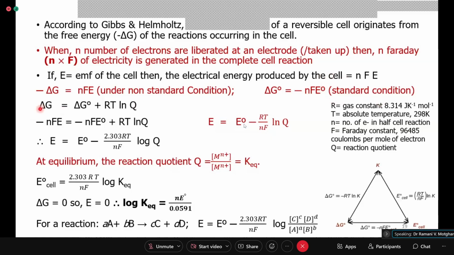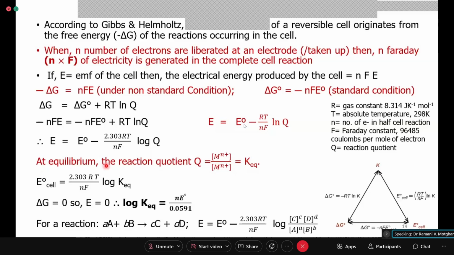Okay, so we can relate delta G equal to delta G naught plus RT natural log of the reaction quotient Q. So minus nFE is equal to minus nFE naught plus RT ln Q. Therefore you can write E is equal to E naught minus 2.303 RT by nF log to the base 10, 2.303 you have written here, of the reaction quotient.